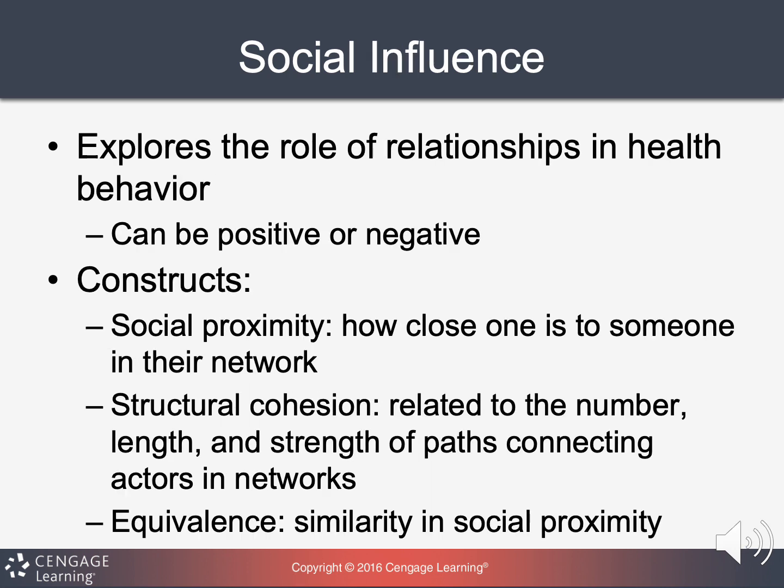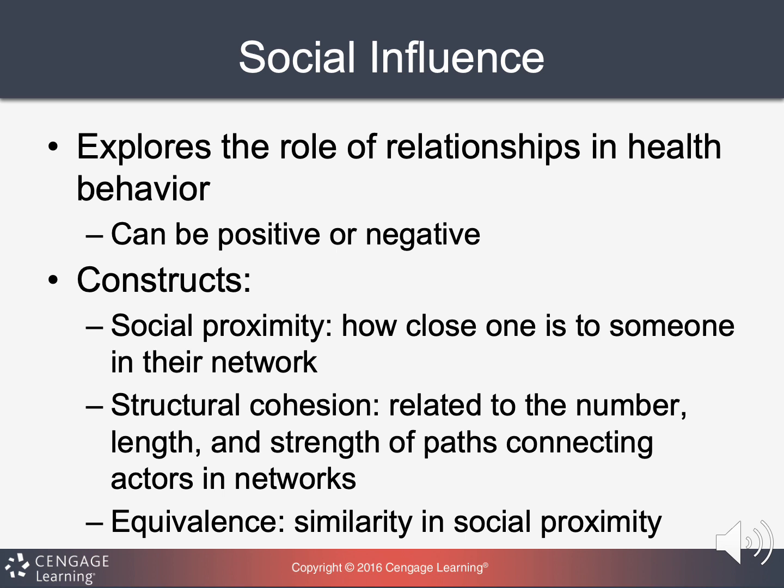Social influence deals with the role of relationships and health behavior that can be positive or negative, coming from outside forces of others. So thinking about the constructs is the social proximity. So how close is one person to someone else in their network? And that could be if it's someone else in a classroom with them. Usually that means they'll become friends or interact in some way if they sit next to them, if they see them in different classes, if they work next to them.